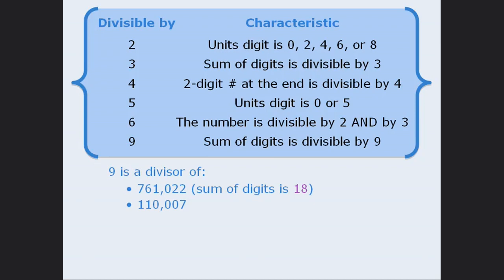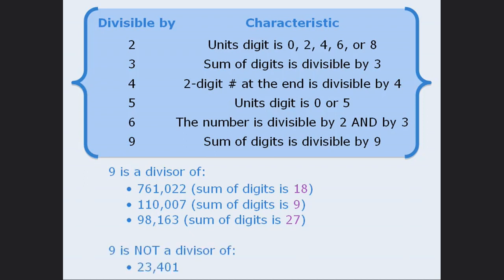Similarly, this number is divisible by 9. The sum of its digits is 9, and 9 is divisible by 9. This number is also divisible by 9 since the sum of its digits is 27, and 27 is divisible by 9. Conversely, 23,401 is not divisible by 9 since the sum of its digits is 10, and 10 is not divisible by 9.